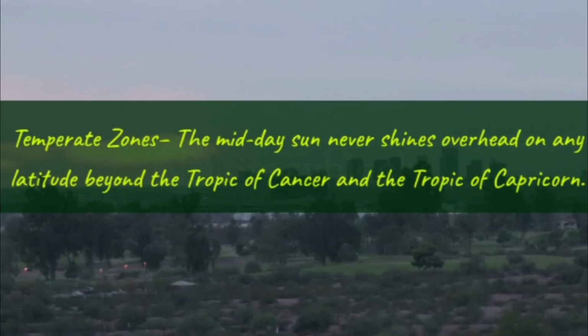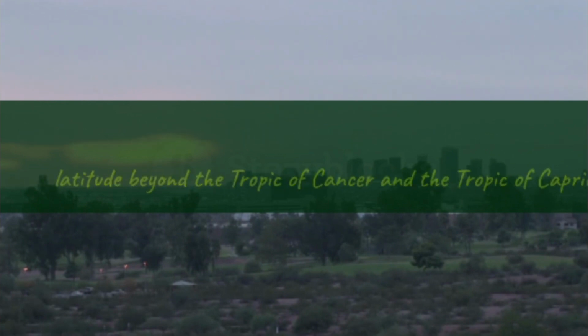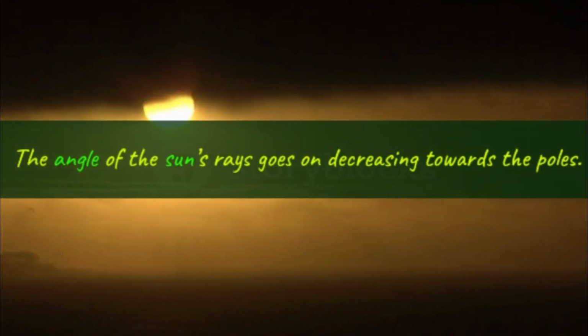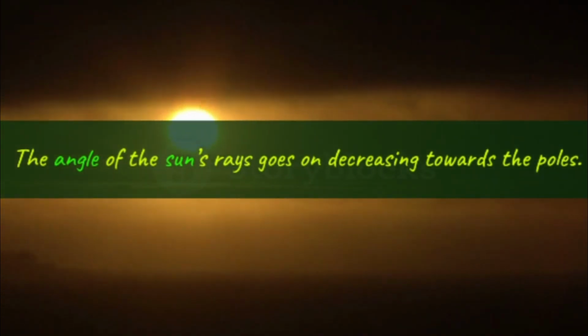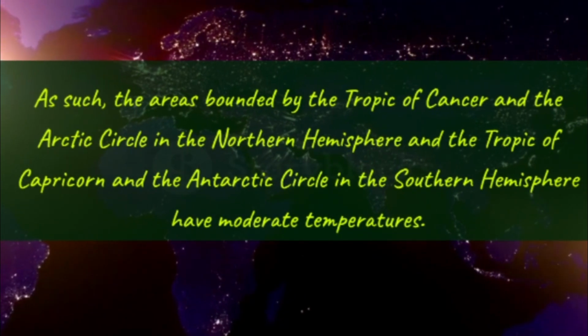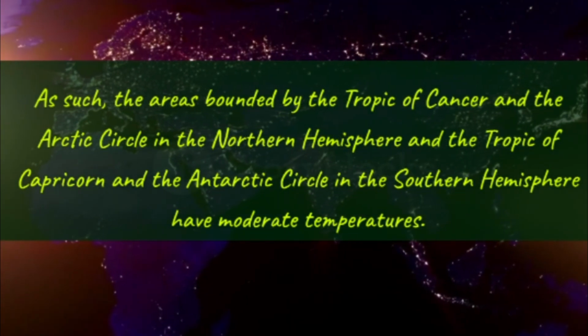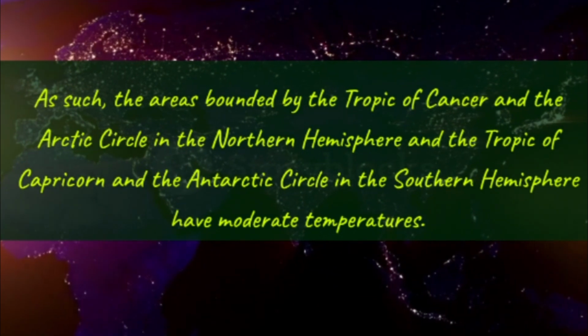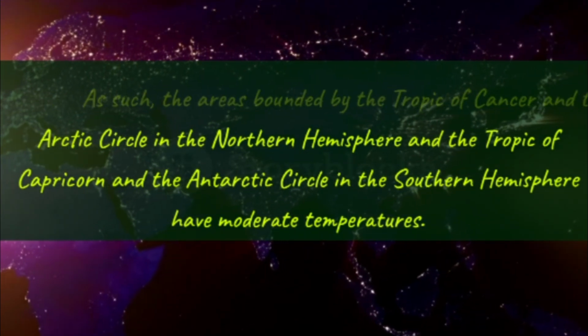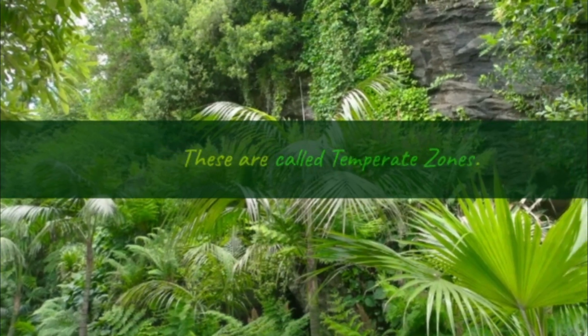Temperate zones. The midday sun never shines overhead on any latitude beyond the Tropic of Cancer and the Tropic of Capricorn. The angle of the sun's rays goes on decreasing towards the poles. As such, the areas bounded by the Tropic of Cancer and the Arctic Circle in the northern hemisphere and the Tropic of Capricorn and the Antarctic Circle in the southern hemisphere have moderate temperatures. These are called temperate zones.